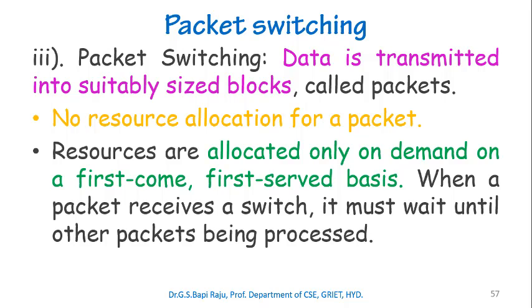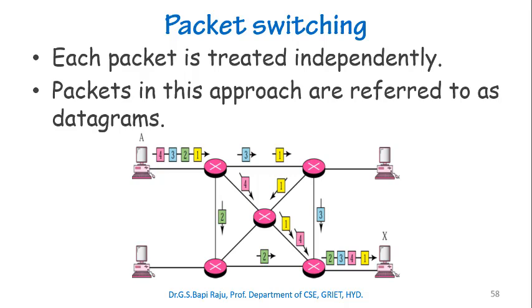Packet switching. Data is transmitted in suitably sized blocks called packets. No resource allocation for a packet. Resources are allocated only on demand on a first come, first served basis. When a packet reaches a switch, it must wait until other packets are processed. Each packet is treated independently. Packets in this approach are referred to as datagrams.